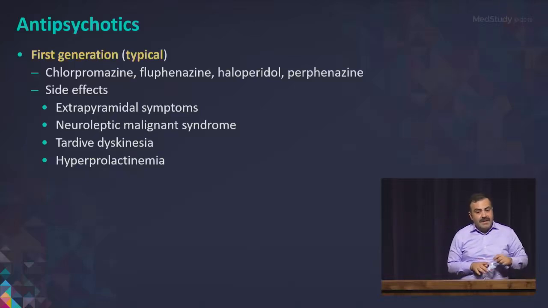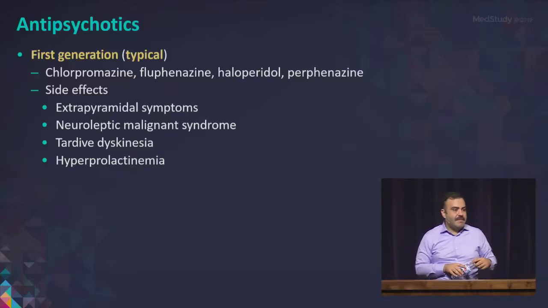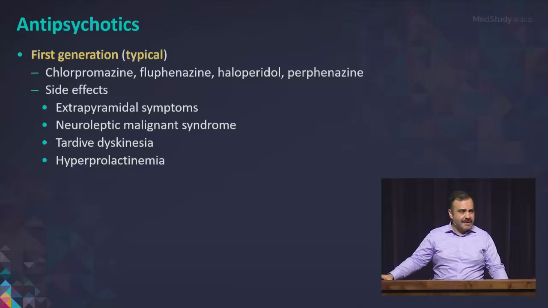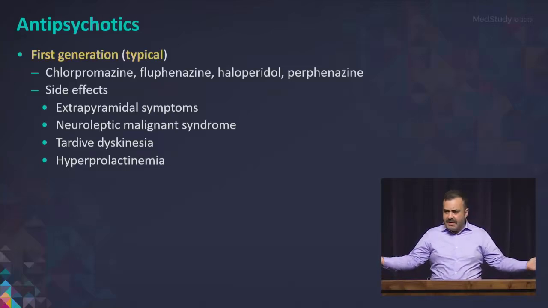Antipsychotics are common medications that you will see a lot. Your patients will be on them. There are 2 classes of antipsychotics. We call them first generation and second generation. First generation, the most common name that you hear or will be on your test is haloperidol.